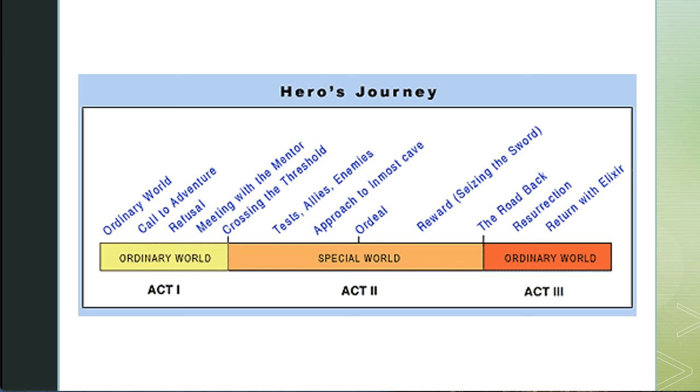It can be, if the character doesn't do it, it could be that another character expresses uncertainty and danger ahead so that the character is at least considering refusing the call. And so in a mystery, that might be, oh, let the police handle it. Like, this isn't my job. I'm going to refuse this, let the police handle it.